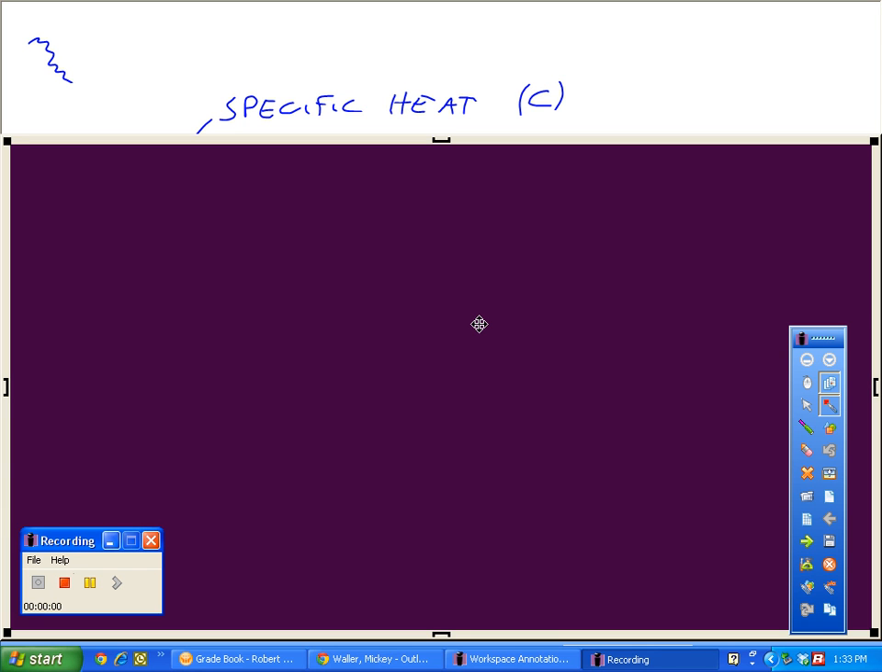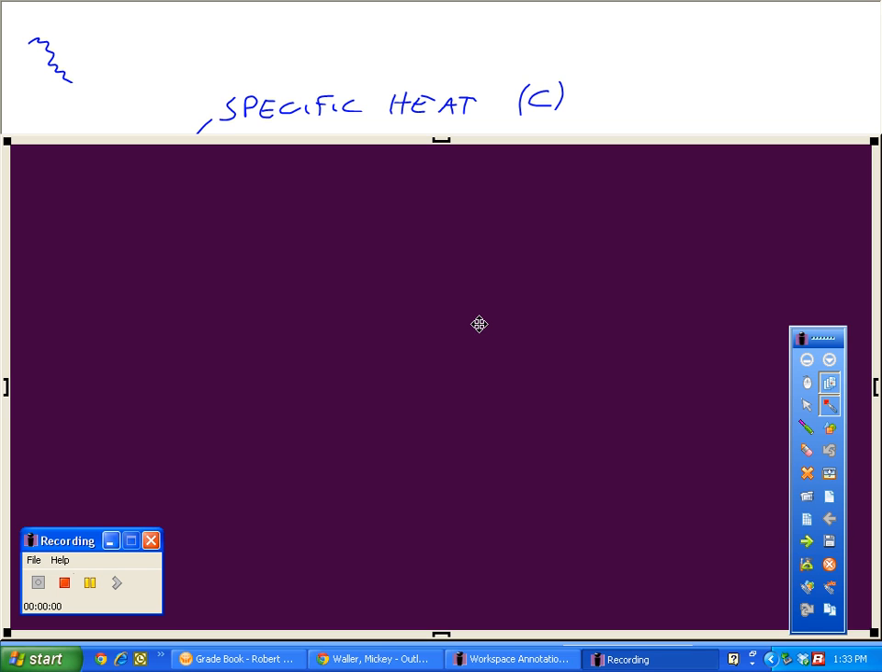Okay, today we're going to talk about a property of substances. We're getting ready to go into Chapter 15, and Chapter 15 deals with energy of chemical reactions. Every chemical reaction, heat is either gained or heat is released.